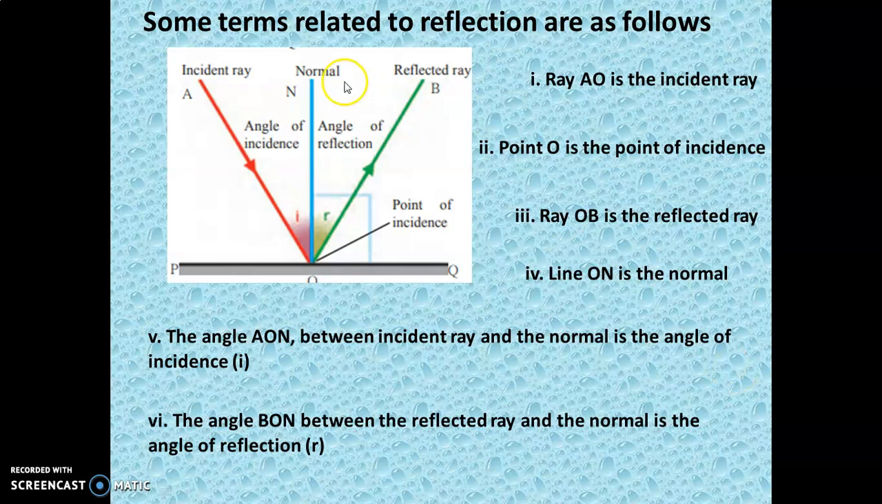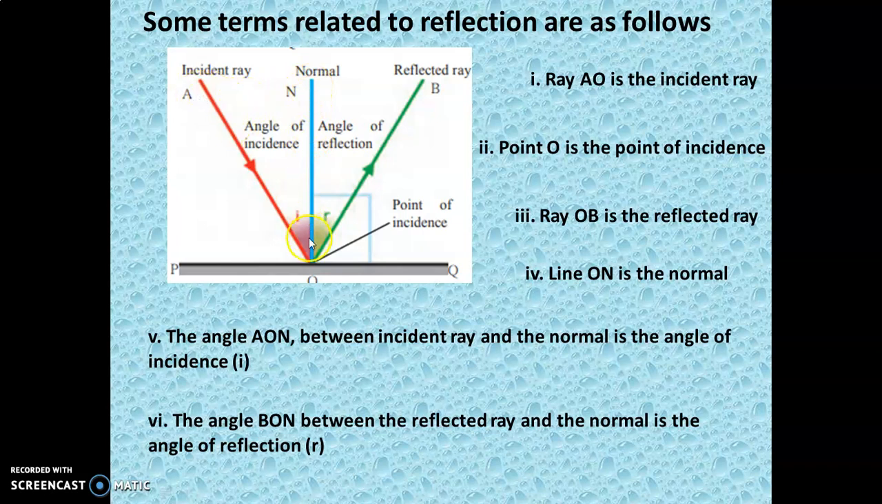Now, some terms related to reflection. The ray AO is called the incident ray. As I told you, this ray AO, which is shown by the red line, is called the incident ray. The point O is the point of incidence. Ray OB is the reflected ray, which is shown by green color. Line ON is the normal, which is shown to us by blue color.